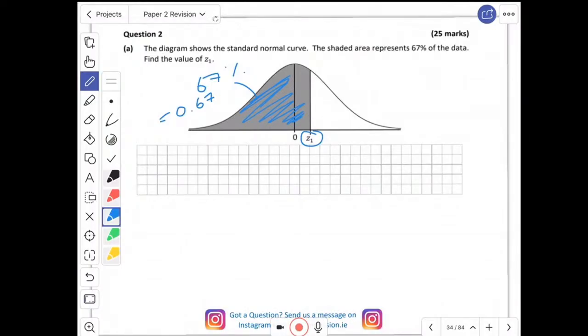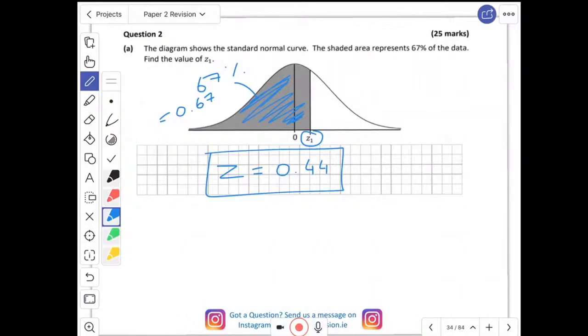But in this question, they've been really nice because 0.6700 is there. And if you go across the left and up to the top, you'll see that that matches with a z-score of 0.44. And that's your answer for that one. So basically all you had to do in that question was take the probability and find the matching z-score to it.